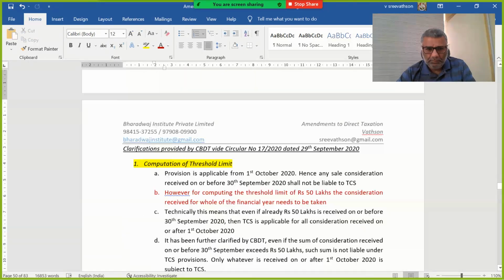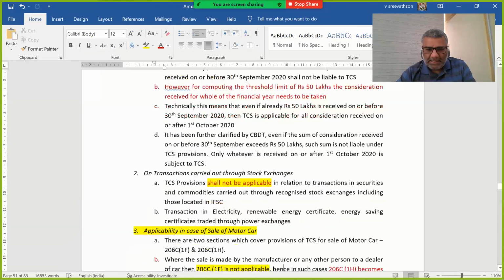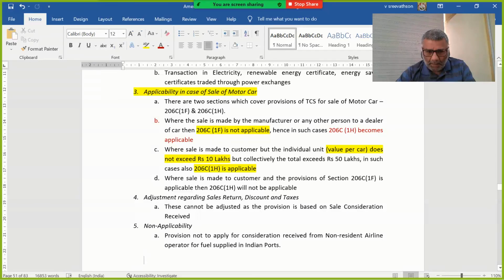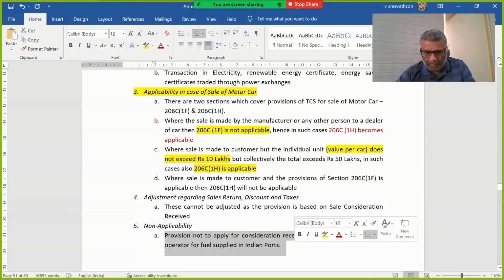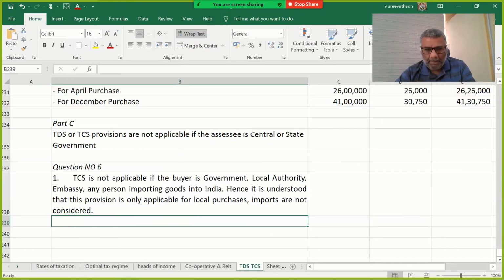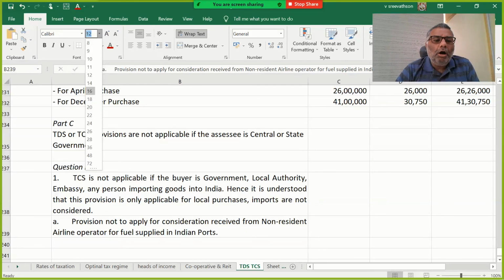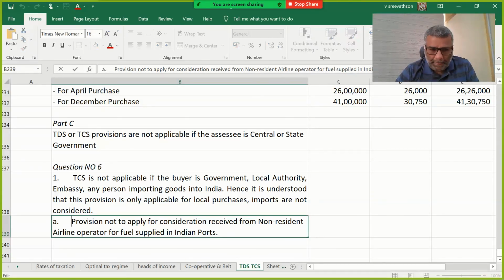Excuse me, sir. Yeah, I'm listening. Sir, with respect to 194O, my doubt is whether tax will be on the amount that exceeds 5 lakh rupees or on the entire amount. For example, if I received some 8 lakh rupees after 1st October only. Yes, I got your question, friend.